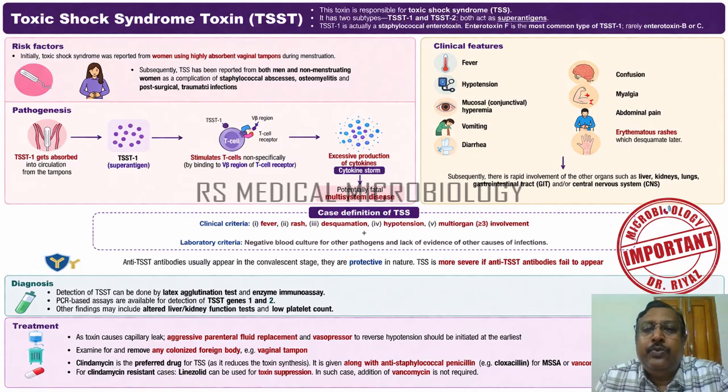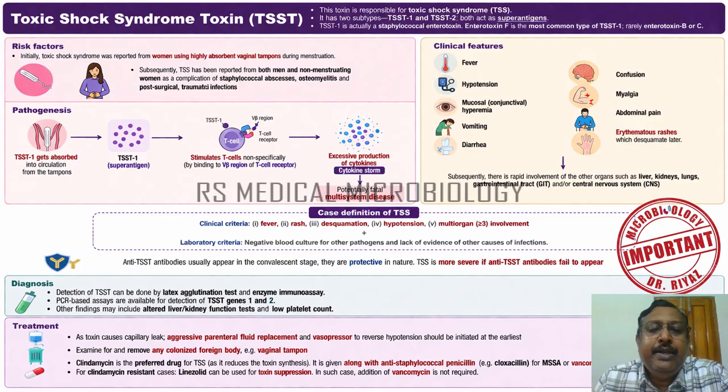So what happens? The patient will develop fever, hypotension, mucosal hyperemia, vomiting, diarrhea, confusion, myalgia, abdominal pain and sometimes rashes. Later on, this will also affect other systems like liver, kidney, lungs, GIT and CNS. So the case definition, you have a clinical criteria where the patient should have fever, rash, desquamation, hypotension, and more than 3 system involvement, along with the negative culture for any other pathogen apart from this particular Staphylococcus aureus toxin.